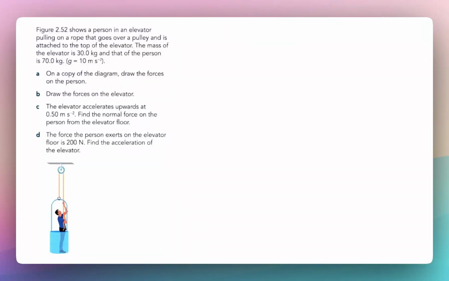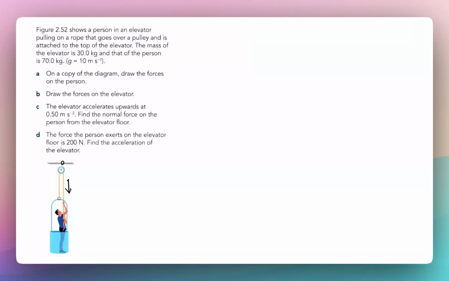So let's look at this problem where how to apply Newton's law correctly will become more clear. Let's say figure 2.52 shows a person in an elevator pulling a rope that goes over a pulley and is attached to the top of the elevator, right? So he's pulling the rope like this, which is attached to the top of the elevator.